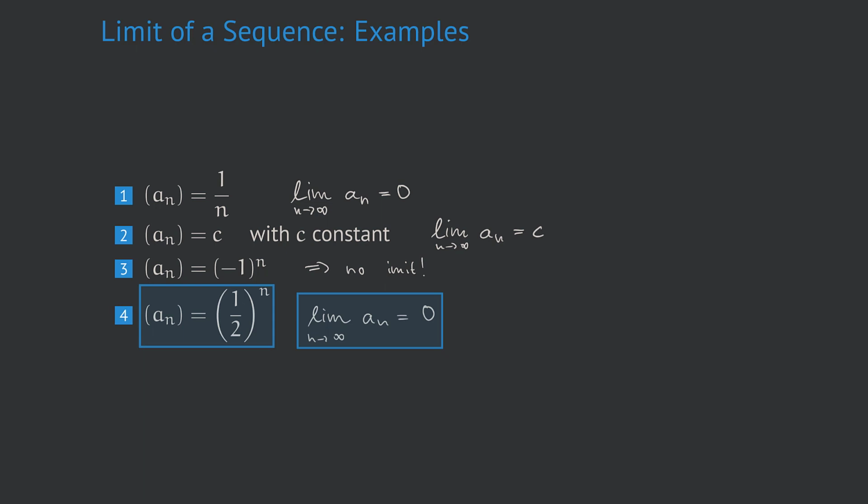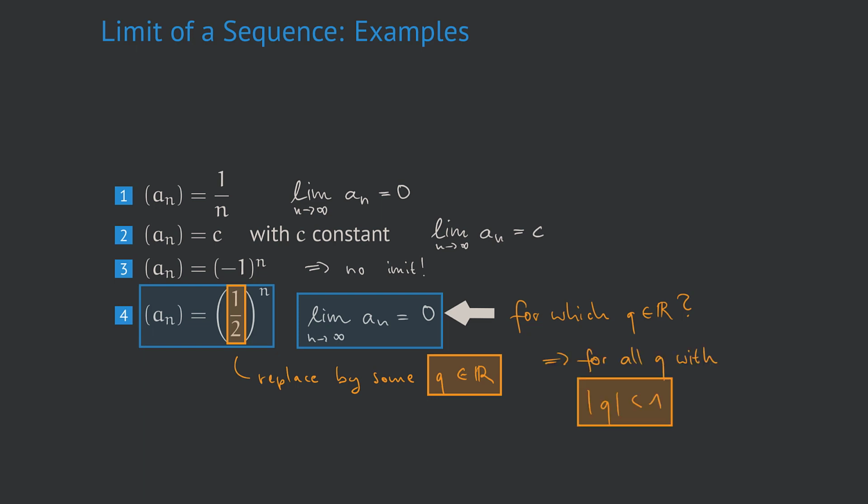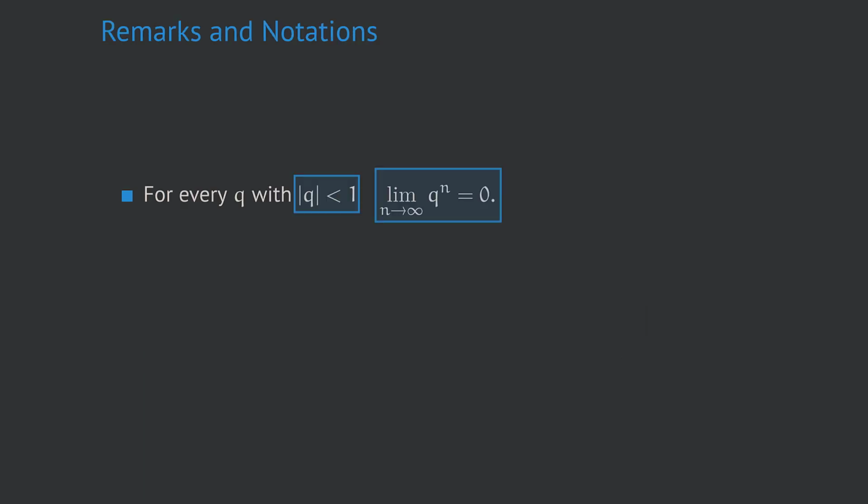In fact, we can generalize this fourth example, because suppose we replace the 1/2 by any other number. Let's call this other number q element of R. In which cases does the sequence still have 0 as a limit? Well, it's not hard to verify that this is the case exactly for all q element of R whose absolute value is smaller than 1. If we take such a q with absolute value smaller than 1 and multiply it with itself multiple times, we will discover that the result will get smaller and smaller, or more precisely, will approach 0.